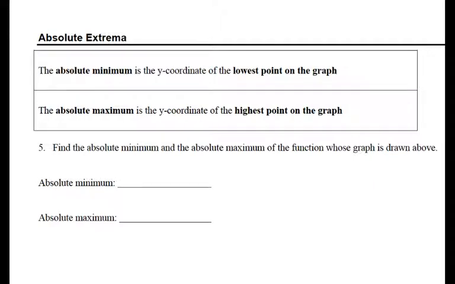For absolute extrema, on the other hand, we do consider the endpoints and the peaks and valleys of the graph. The absolute minimum is the y coordinate. Again, notice we're talking about the minimum value here. So we're referring to the y-coordinate of the lowest point on the graph. The absolute maximum is again the y-coordinate of the highest point on the graph. If we look back on this graph that we were just referring to and try to find the highest point and the lowest point, now we are allowed to refer to the endpoints.